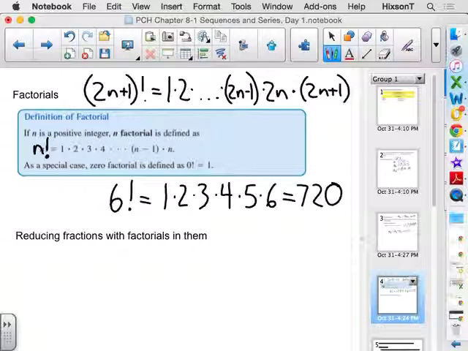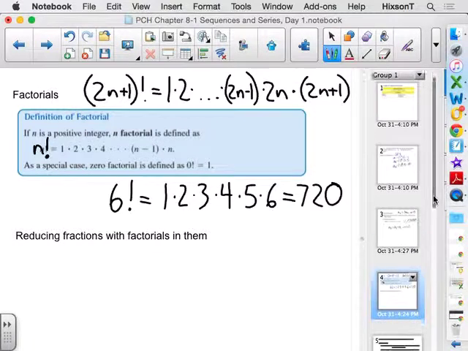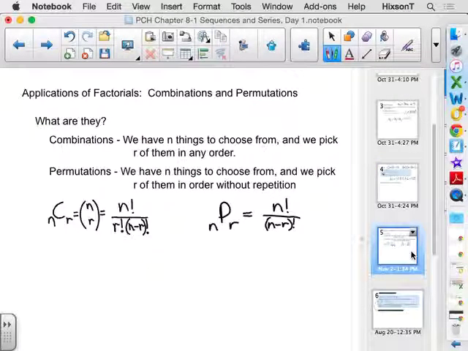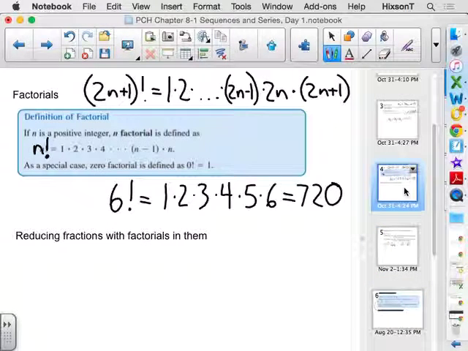Now, one thing that is helpful is to be able to reduce fractions that have factorials in them. Okay, because as we're going to see in just a moment, we're going to use these two formulas for permutations and combinations. Okay, you'll notice they're both fractions. So before we get to those formulas, actually, let's look at my scroll bar isn't showing up.